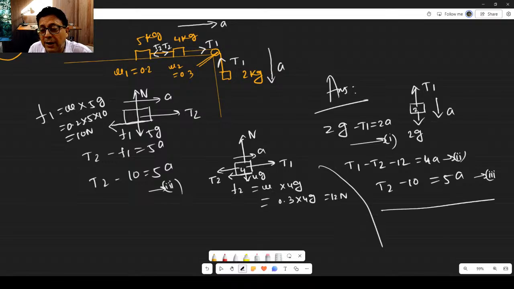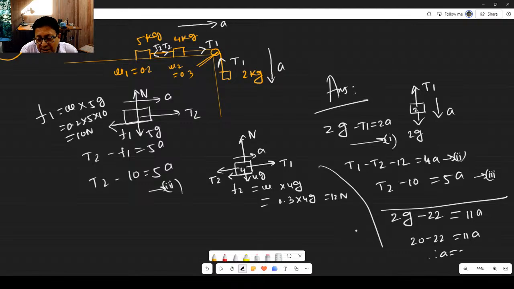The most advantageous part here is that when you add, all T1, T2 will be getting cancelled. Isn't it? So write the equations of motion by adding these three together. 1, 2, 3, if we add, T1, T1, T2, T2 get cancelled. So it will be 2g minus 22 equal to 11a. g is how much? 10. So 20 minus 22 equal to 11a. So a is coming minus 2 by 11 meter per second square. Is it possible in this world that the 2 kg moves upward itself? No. Since acceleration is negative, the system doesn't move.